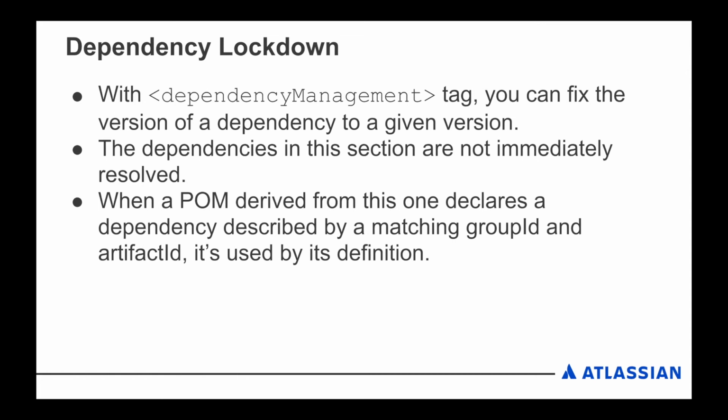The dependencyManagement tag enables you to lock down the dependency versions to a given version. So this enables you to define dependencies in a parent POM, and the child POMs extending from this parent POM can inherit the dependency version from the parent POM. So you only need to define the dependency in the dependencyManagement tag with group ID, artifact ID, and the version in the parent POM, and in the child POM you only need to define the group ID and the artifact ID.